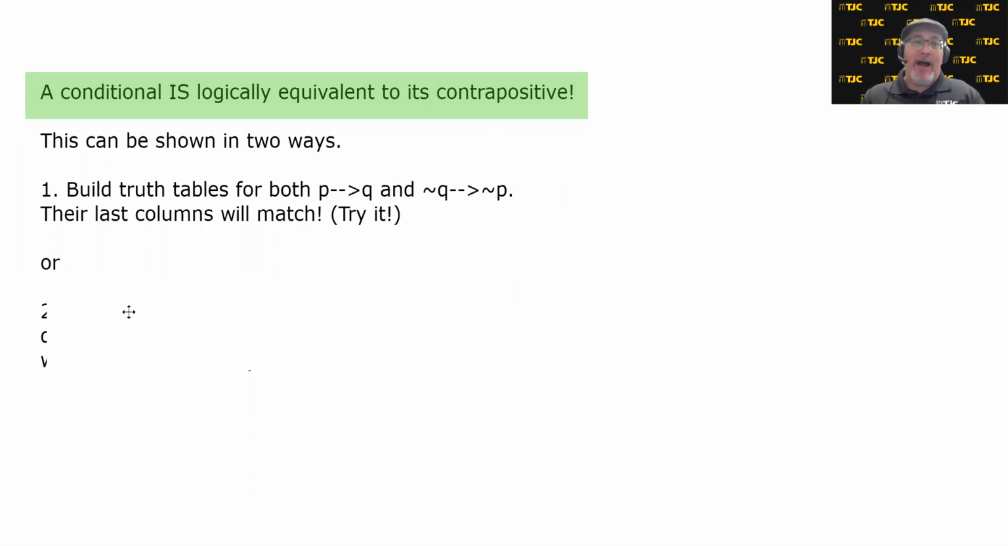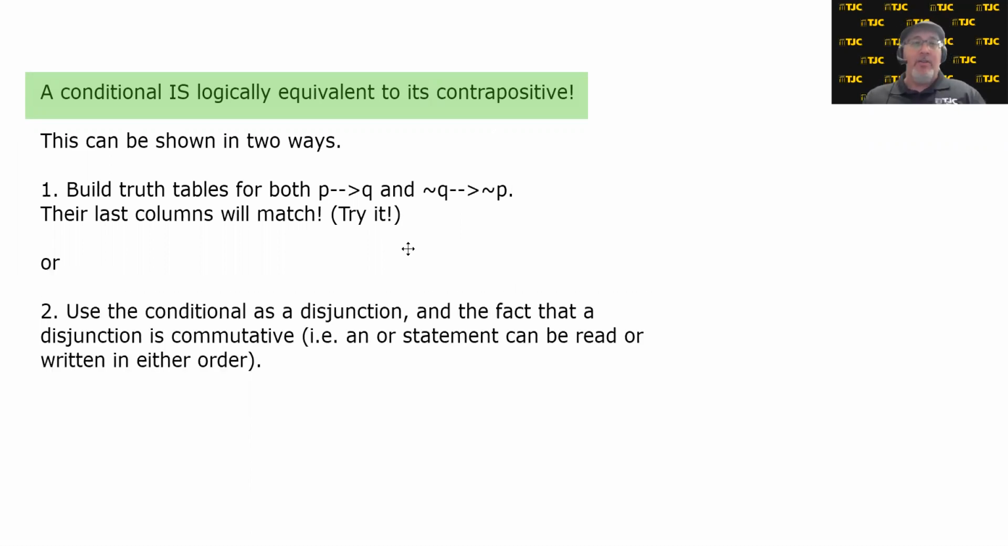But there's another way that bypasses it using the conditional as a disjunction and the fact that a disjunction is commutative. That basically means an or statement can be read or written in either order. My name is Chris or my name is Stan is the same as my name is Stan or my name is Chris. That's what that means. But what do I mean you can use the conditional as a disjunction? Well, watch this. I think this is pretty cool.